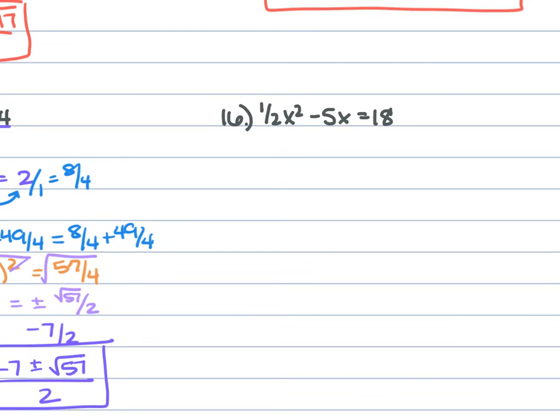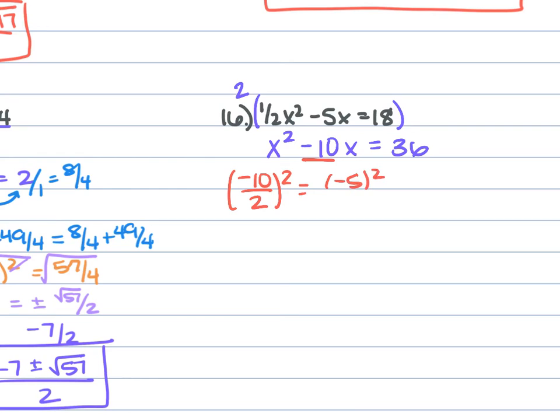For 16, we have 1/2 x squared minus 5x is equal to 18. So in order to get rid of that 1/2, we're going to multiply everything by 2. This is going to leave us with x squared minus 10x is equal to 36. From here, our b is the negative 10. So negative 10 over 2 squared is negative 5 squared, which is 25. We add the 25 to both sides. So x squared minus 10x plus 25 is equal to 36 plus 25.